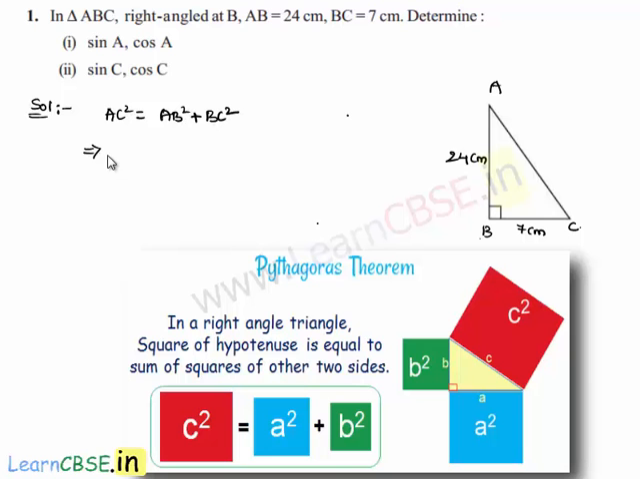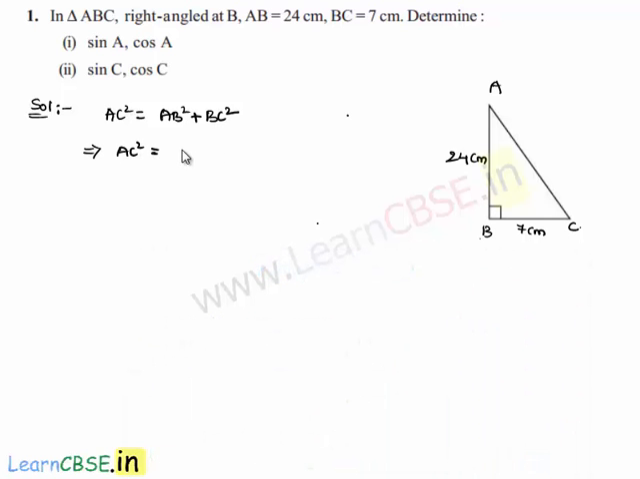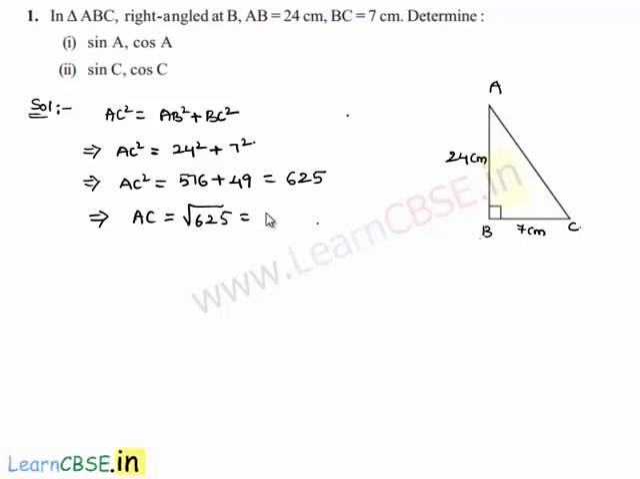which implies AC square is equal to AB square, which is 24 square, plus BC square, which is nothing but 7 square. That implies AC square is equal to 24 square, which is nothing but 576, plus 7 square, which is nothing but 49. That will be equal to 576 plus 49, which is nothing but 625. That implies as AC square is equal to 625, AC is equal to square root of 625, which is nothing but 25. Therefore, we got the hypotenuse as 25 centimeters.